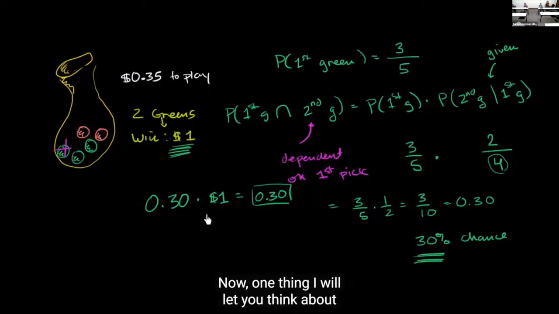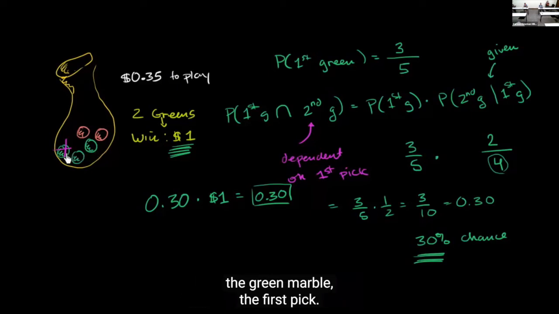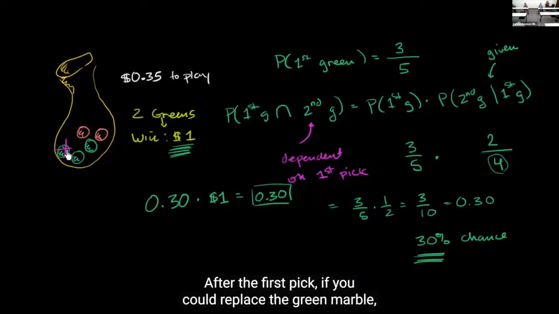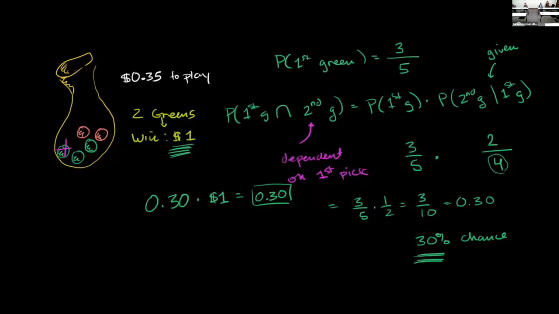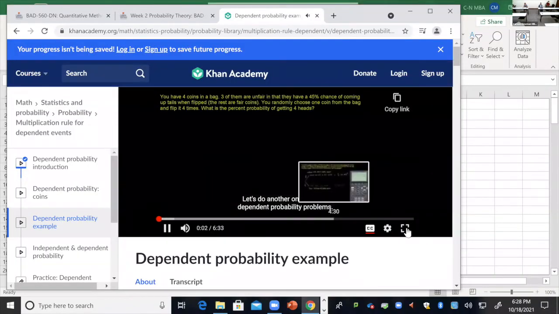Now, one thing I will let you think about is, would you want to play this game if you could replace the green marble, the first pick, after the first pick? If you could replace the green marble, would you want to play the game in that scenario? Let's do another one of these dependent probability problems.